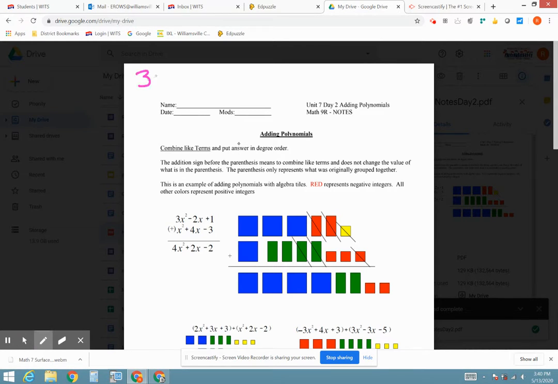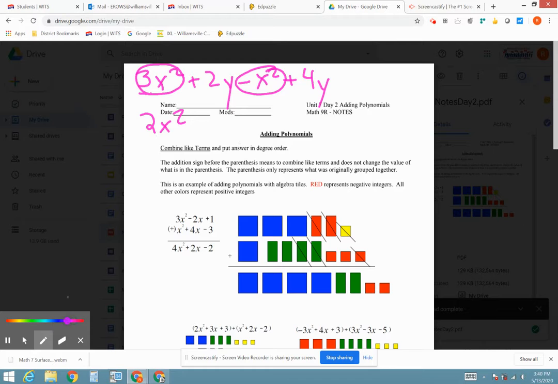So if I had given you 3x squared plus 2y minus x squared plus 4y, you would combine these. So you would take this monomial and put it with this monomial to give you 2x squared, and then you would have combined this monomial with this monomial to give you 6y. So we've already done that, so that was addition and subtraction kind of mixed together.